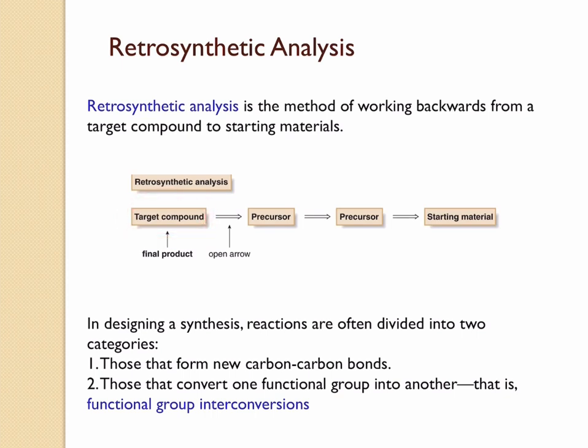Chemists always use these open arrows in order to write the retrosynthetic analysis. In designing a synthesis, reactions are often divided into two different categories. One is the formation of carbon-carbon bonds, and the other one is the conversion of one functional group into another, which we call functional group interconversions.